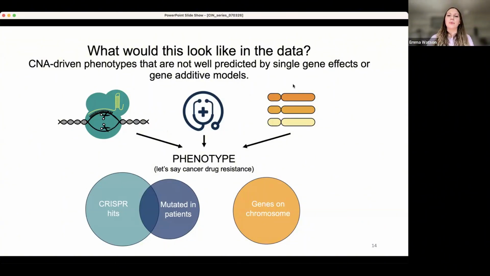Now, let's say you also observe that an aneuploidy can give you the same phenotype. However, the genes on those chromosomal aneuploidies that give you the phenotype are not overlapping with these genes that you find in the CRISPR screens or mutated in patients. This might be a perfect candidate for a synergistic gene effect dictating this phenotype driven by aneuploidy.